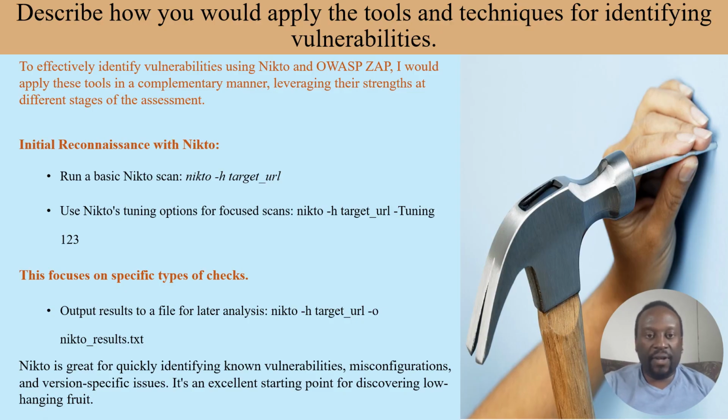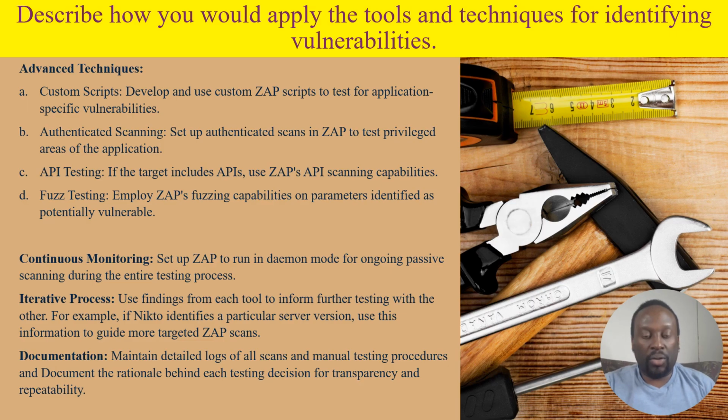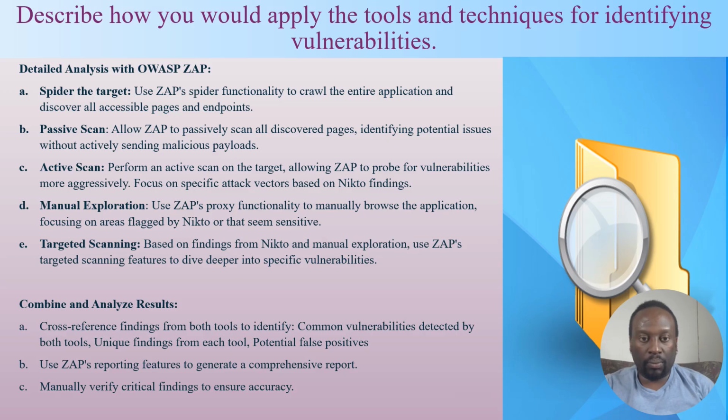So to effectively identify vulnerabilities using these scanners, they would need to be used in a complementary manner, leveraging their strengths at different stages of the assessment. Initial reconnaissance with Nikto, and continuing with the advanced techniques of OWASP ZAP, which include custom scripts, authenticated scanning, API testing, and fuzz testing. Continuous monitoring, iterative process, and documentation.